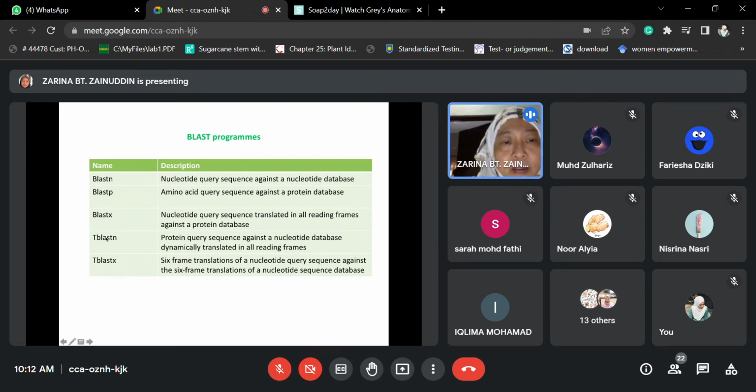And then we have TBLASTN, which is a protein coding sequence against a nucleotide database, translated in all reading frames. And then you have TBLASTX, which is a 6-frame translation of a nucleotide coding sequence against the 6-frame translation of a nucleotide sequence database. So you can explore all these BLAST programs.